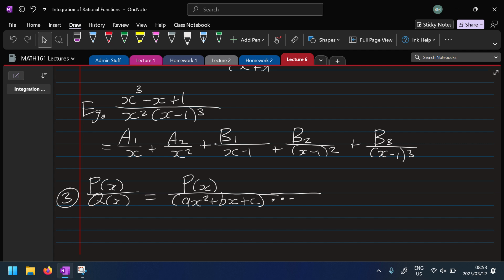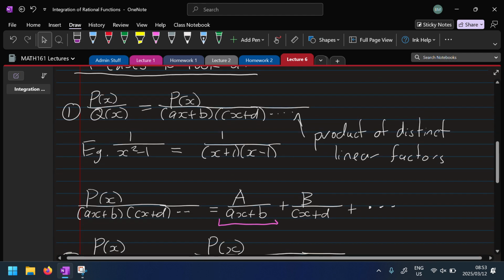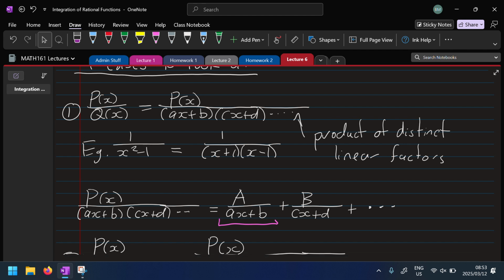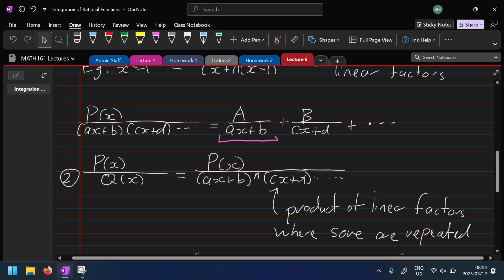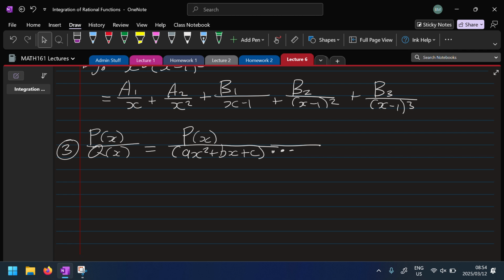Okay, so in the previous example with case 1, we had x squared minus 1. That was a quadratic, but we could factor it into 2 parts. For this case 3, we have a quadratic, but it cannot be factored. Think of something like x squared plus 1. You cannot factor that into ax plus b, cx plus d. It cannot be factored. So we leave it as x squared plus 1, and then that will be case 3.